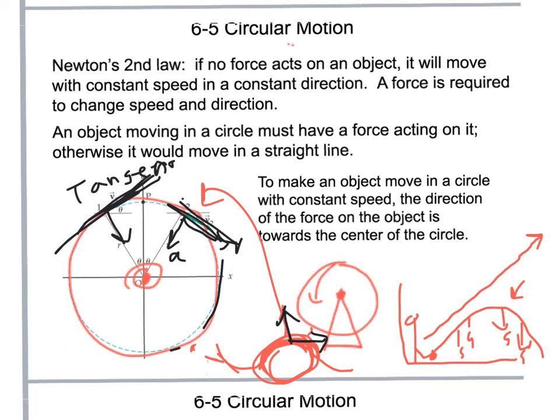So to make the object move in a circle with a constant speed, the direction of the force on the object is towards the center. And we know that from this picture. We just put acceleration towards the center. And then we know from our concept with F equals ma that the force and the acceleration are always in the same direction. So that force and that acceleration are center seeking, and that's called centripetal acceleration.